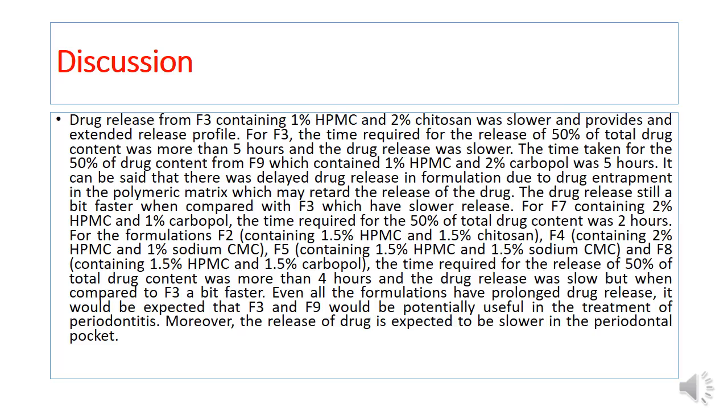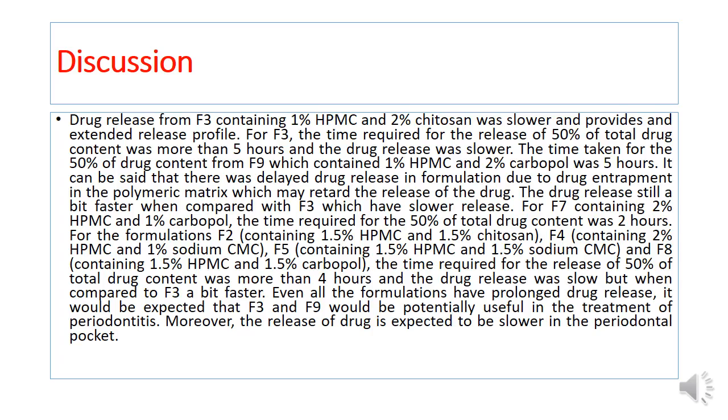Drug release from F3, containing 1% HPMC and 2% chitosan, was slower and provided an extended release profile. For F3, the time required for the release of 50% of total drug content was more than 5 hours, and the drug release was slower. The time taken for 50% of drug content from F9, which contained 1% HPMC and 2% carbopol, was 5 hours. It can be said that there was delayed drug release in the formulation due to the drug entrapment in the polymeric matrix, which retarded the release of the drug. The drug release is still a bit faster when compared to F3, which has slower release.